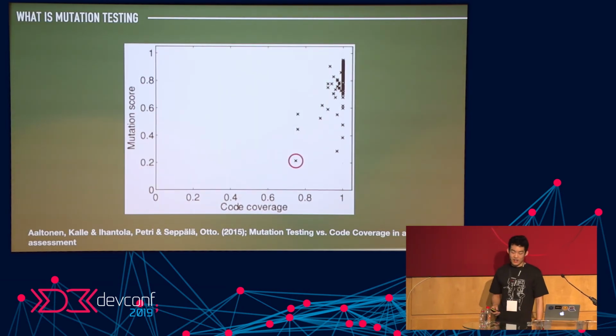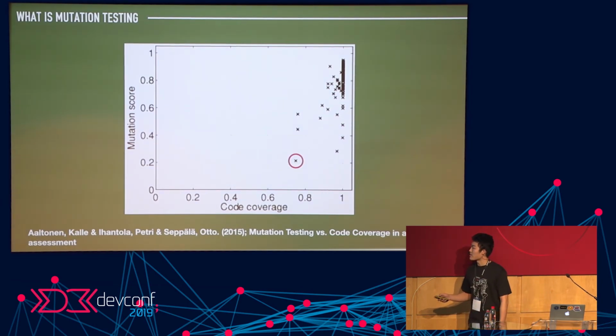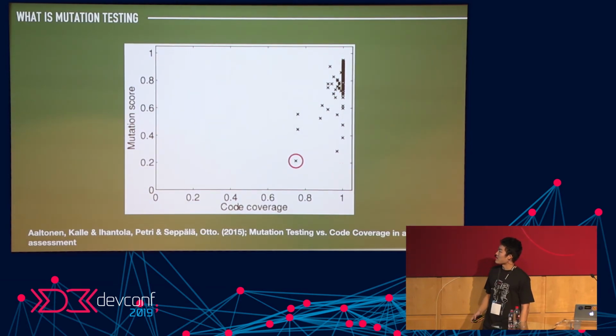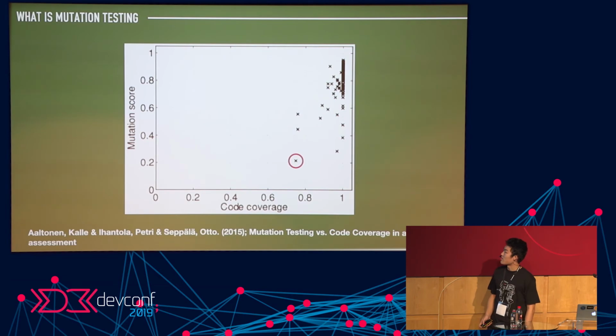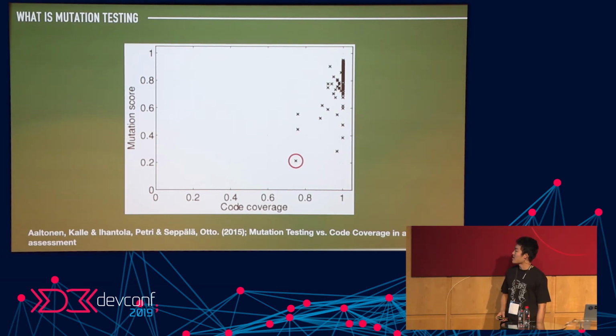But you can see that having a high mutation testing score almost always correlates with a high code coverage score. So all the test suites that have a mutation score of 80% or higher also have a code coverage score of roughly 90% or higher, while the opposite cannot be said. So for example, we have a couple of test suites that have a high code coverage but a very poor mutation testing score.